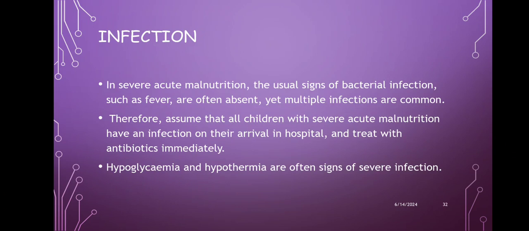Infection. In severe acute malnutrition, the usual signs of bacterial infection such as fever are often absent, yet multiple infections are quite common. Therefore, assume that all children with severe acute malnutrition have an infection on their arrival in hospital and treat with antibiotics immediately. Hypoglycemia and hypothermia are often signs of severe infection.